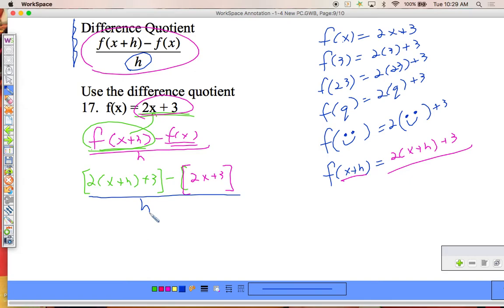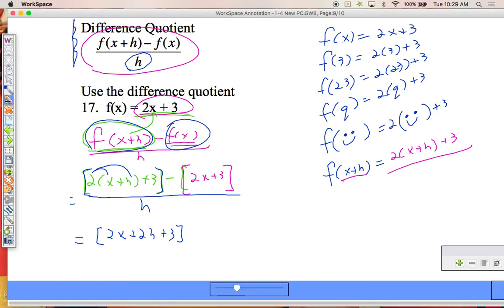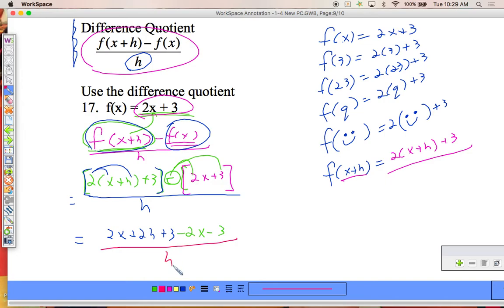So I do it individually. I'm going to find f of x plus h, put it in this first bracket, then subtract the original function f of x and divide it by h. And now I'm going to evaluate. I'm going to distribute. I'm also going to distribute the negative sign back here. And then lastly, I'm going to divide it by h.